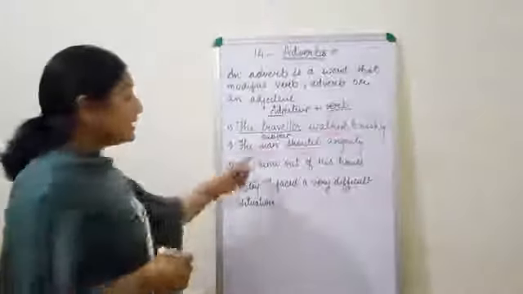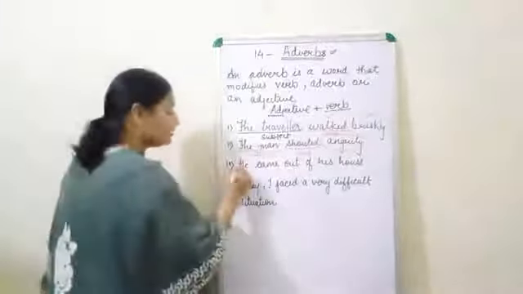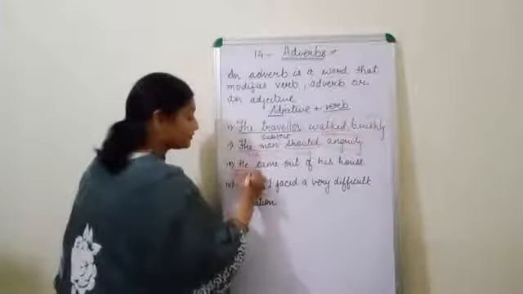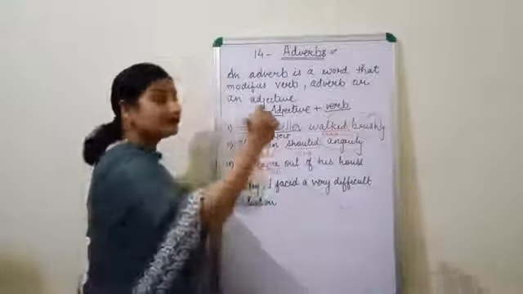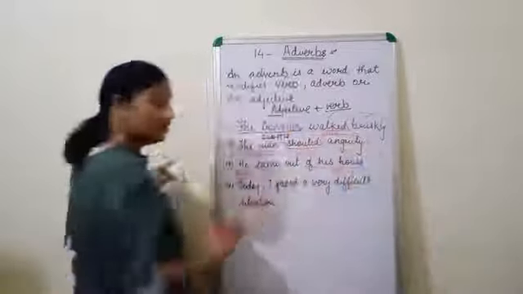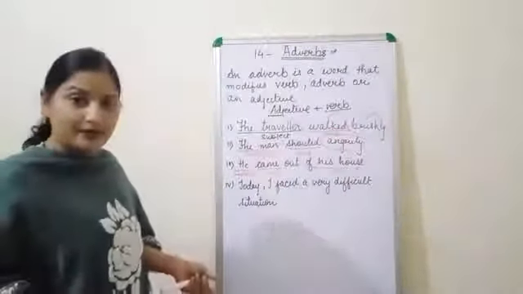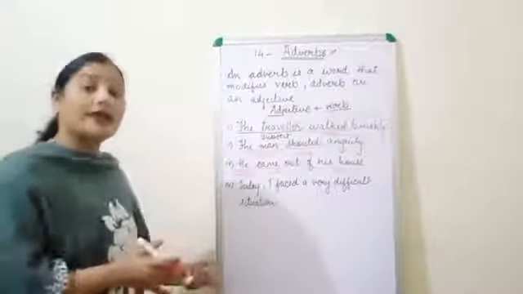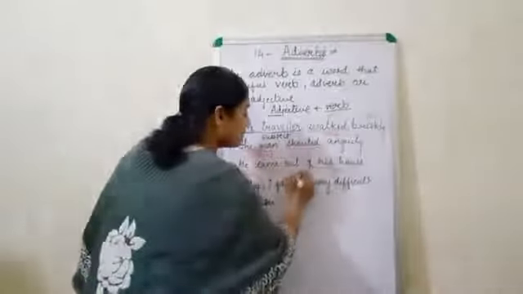Now, he came out of his house. Clear? He will be your subject. Came will be your verb. Of his house, object. Okay? He came. From where did he come? He came where? Out. So this will be your adverb.